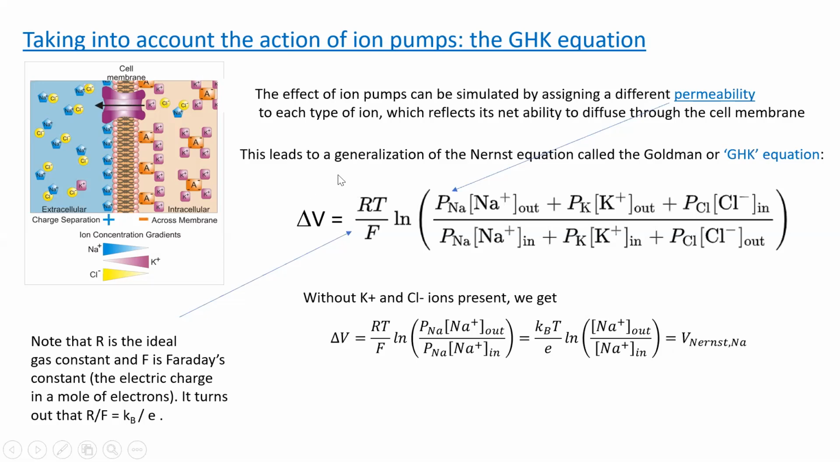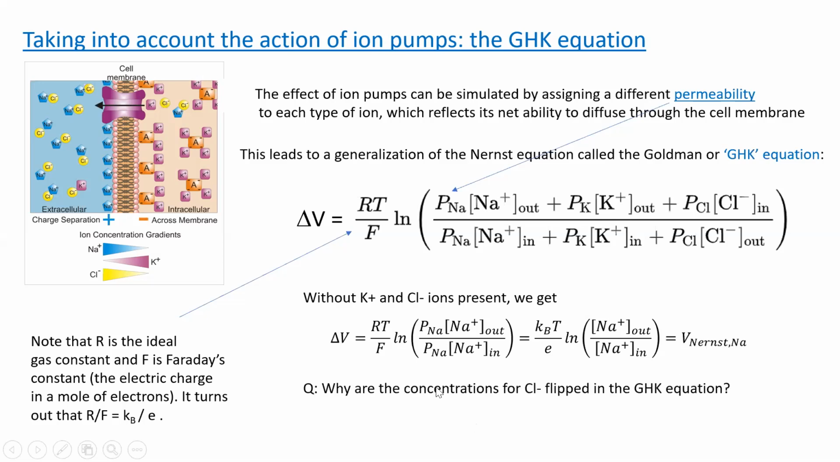So that's why this is a generalization of the Nernst equation, because if we ignore all ions except one, we get the equation for the Nernst potential. That is, we get that the membrane potential would be equal to the Nernst potential for that ion.